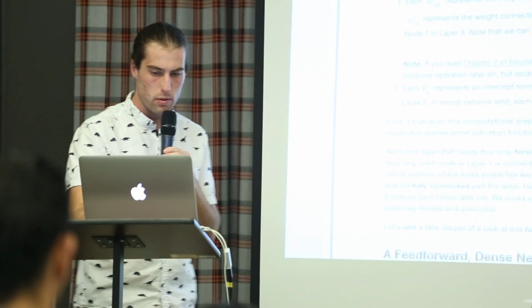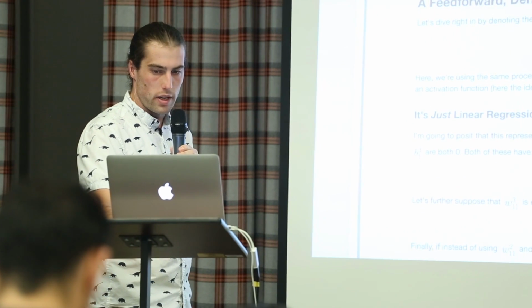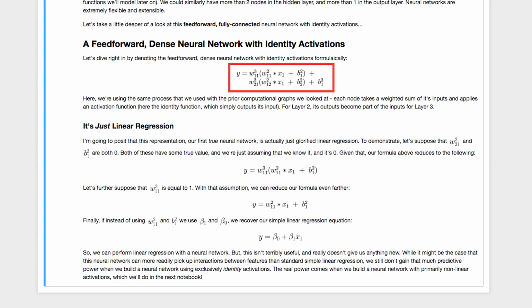Okay, so if we wanted to denote this formulaically, this is what we'd end up seeing, right? But I'm going to posit here that this is just linear regression. So we're still not really doing anything that we haven't done already today. And so if we wanted to show that, what we could say is that W31, this weight right here, is equal to 1, and then we get to this equation here, and then if we say that this weight here is beta 1 and this is beta naught, we're back to our simple linear regression equation.